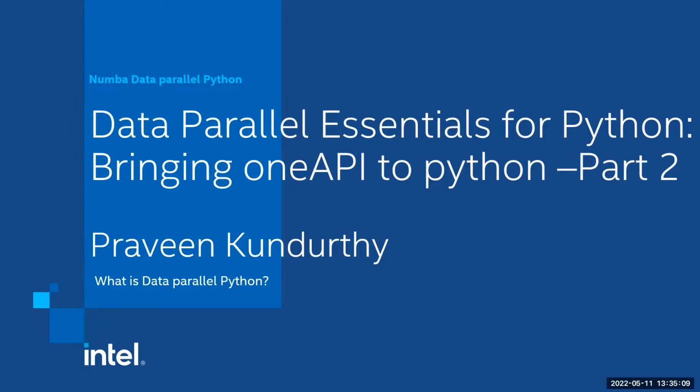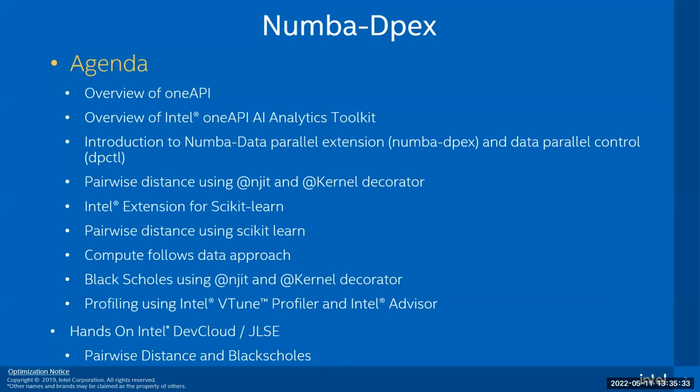This is going to be the second part of the series for data parallel essentials for Python. We'll be covering some of the use cases to the last talk, where we covered the basics of the data parallel essentials for Python and the data parallel control. With that, let's go into the agenda. We already covered the overview of oneAPI and AI Analytics Toolkit, but I'll just brush over it very briefly.